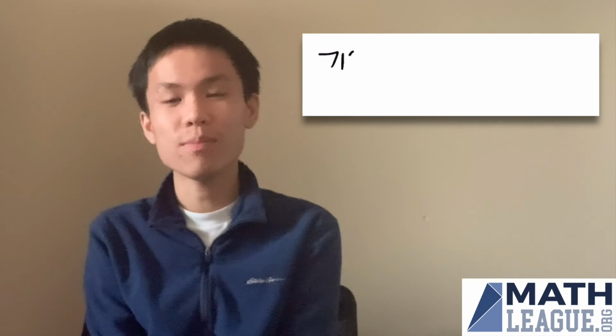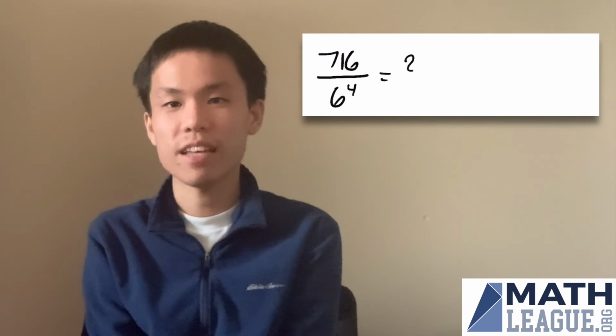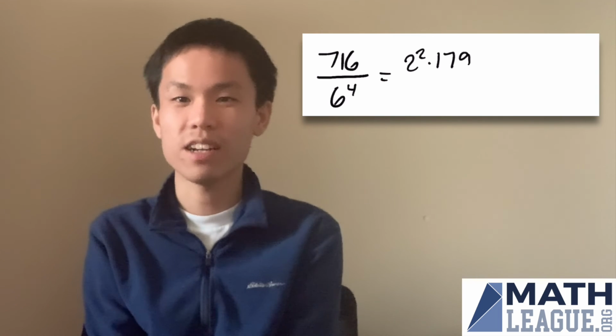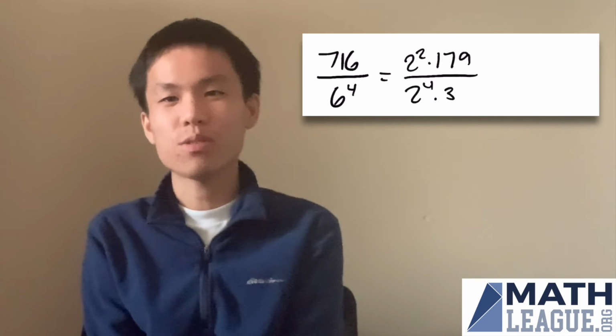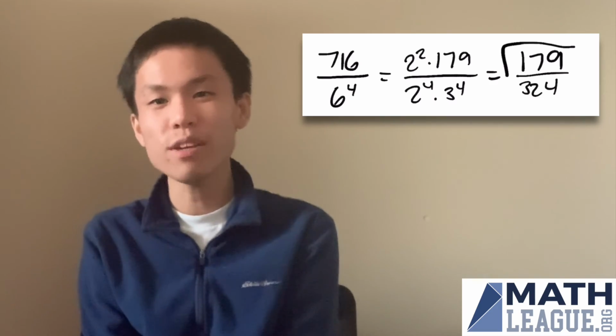Anyway, when adding up all the possibilities from the casework, I get a grand total of 716, so the probability is going to be 716 over 6 to the power 4. Wait, gotta simplify that because we're putting this in a mathleague.org contest. So the actual answer is going to be 179 over 324.